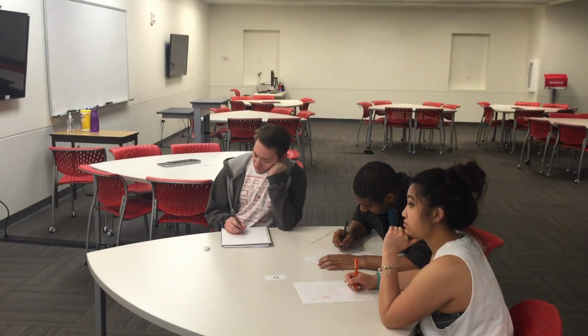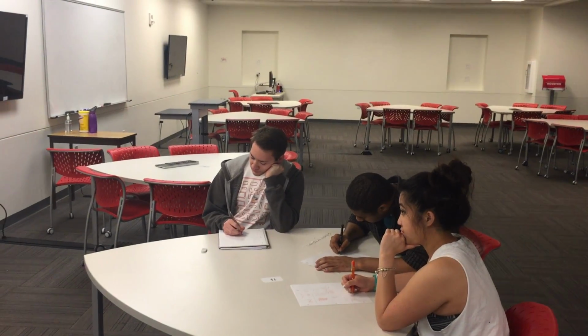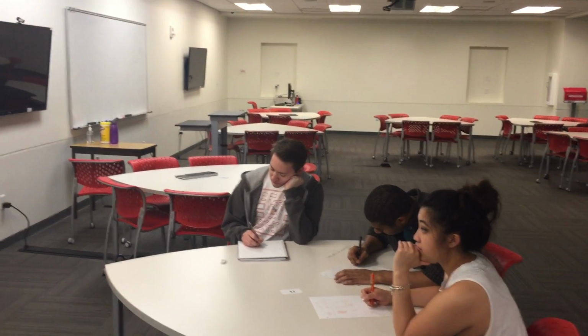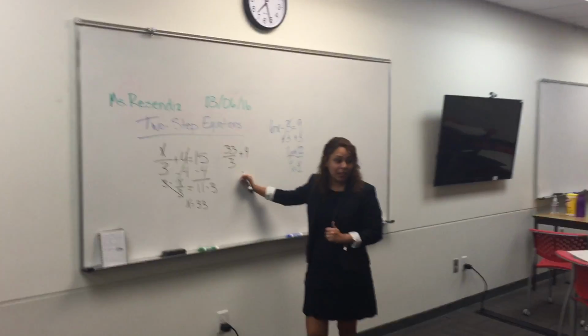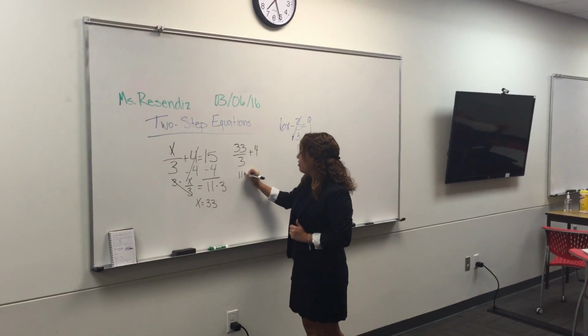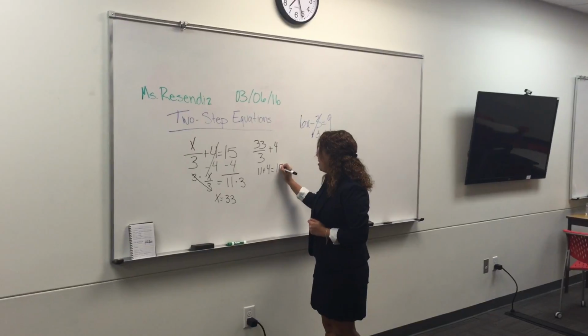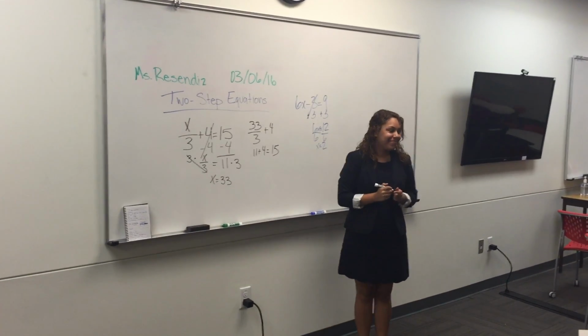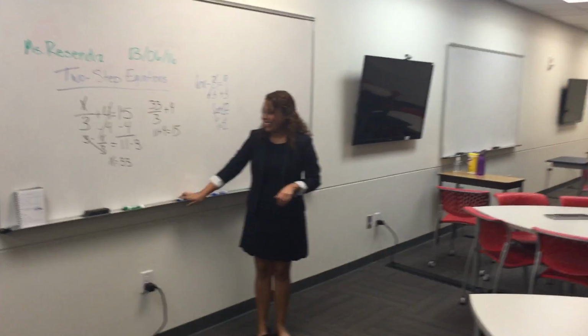If you were to go back and plug in that 33 for x, you have 33 over 3 plus 4. So 33 over 3 plus 4 is 15. That makes so much sense.